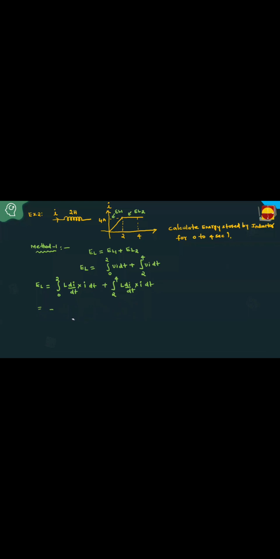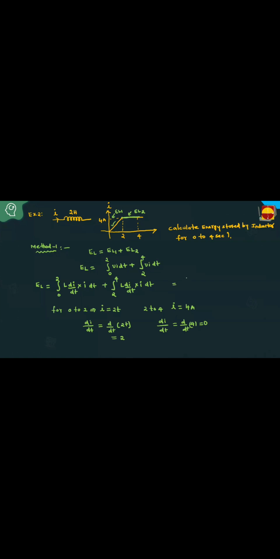Now 0 to 2, what is I? For 0 to 2, you know that equation, no need to calculate again. I equals 2t. For 2 to 4, what is I? Constant, 4 amperes. Now I'm calculating di by dt. What is di by dt? d by dt of 2t is equal to 2. For 2 to 4, what is di by dt? d by dt of constant 4 is 0, because 2 to 4 is a constant, there is no change of current. That's why di by dt is 0.